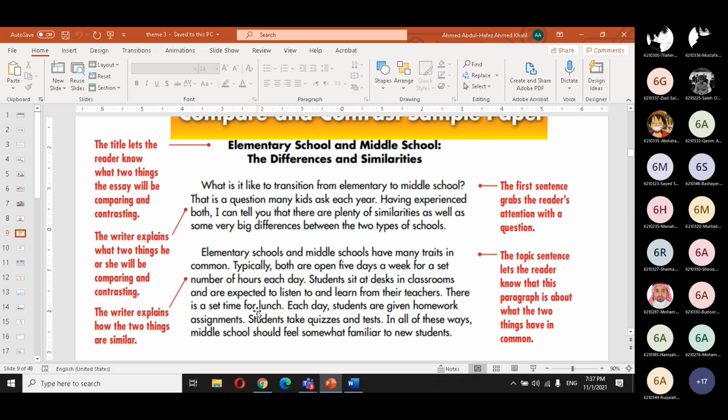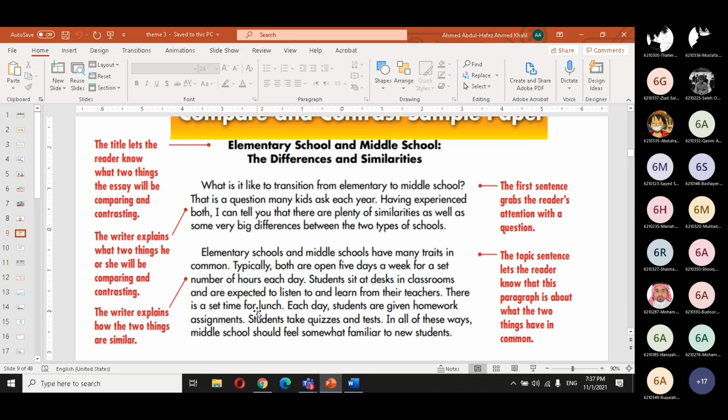There is a set time for lunch. This is the break. There is a break each day. Students are given homework assignments. In primary school, you had assignments or homework. In intermediate, you had homework or assignments, so similar. Students take quizzes and tests. Of course, in both schools, you had quizzes and tests.